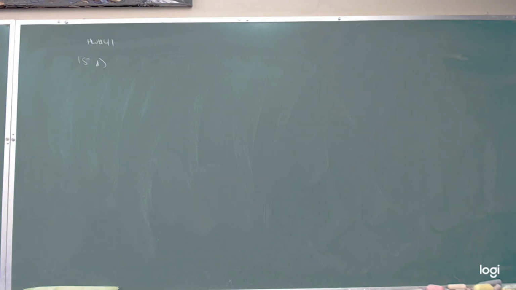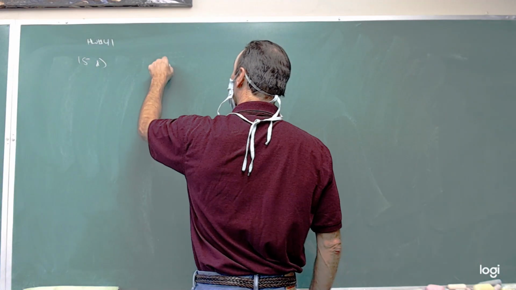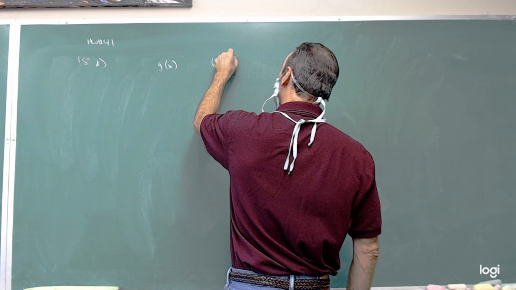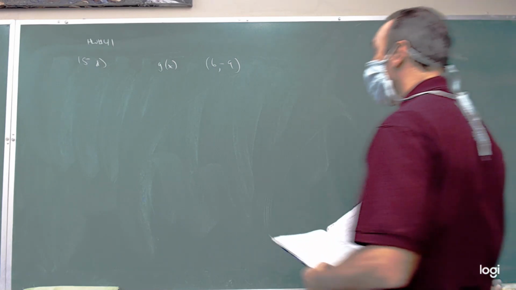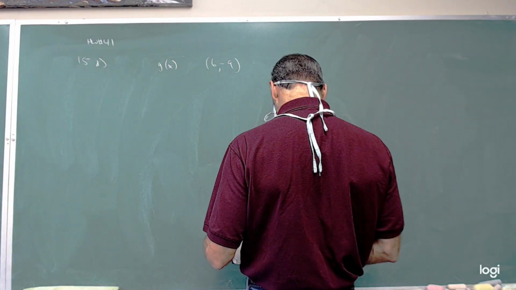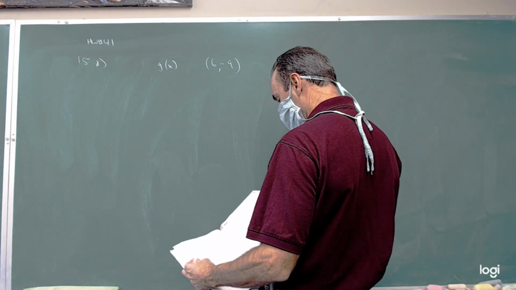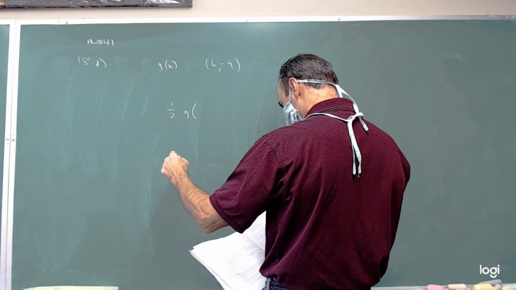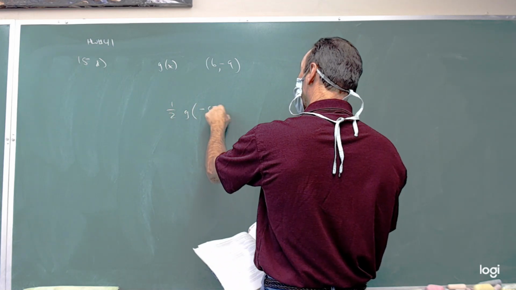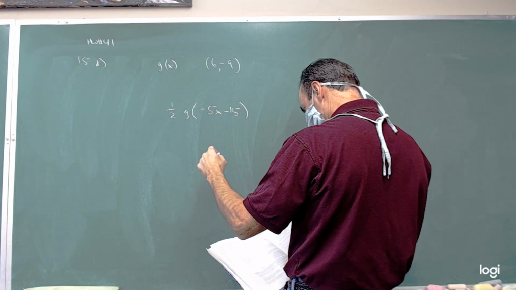I'm looking for 15D. Okay, yeah, so it says the graph of g of x contains the point 6, negative 9. And then there's a part A, B, C, D. D wants us to find a point on 1/2 g of negative 5x minus 15, minus 8. Does that sound right?